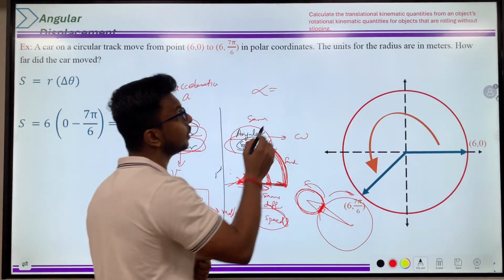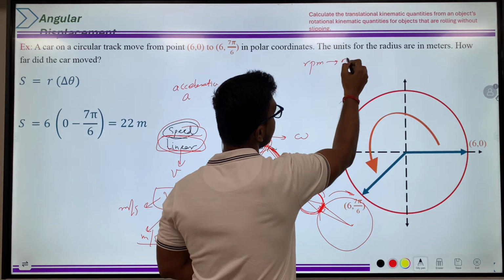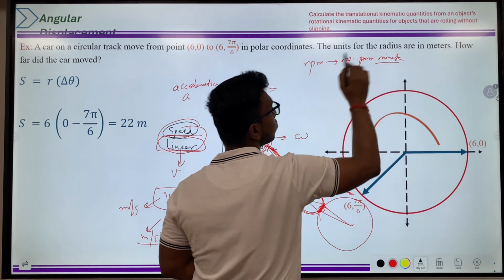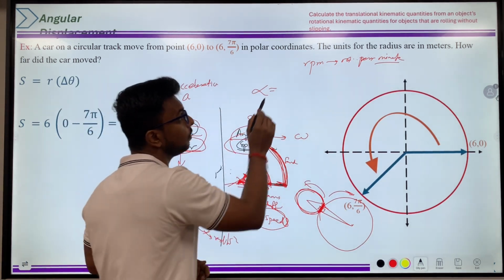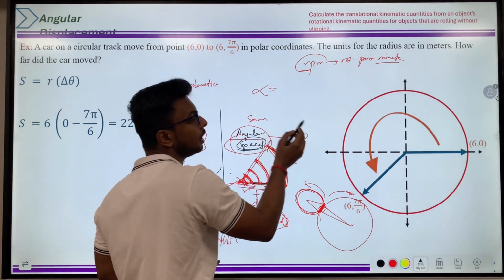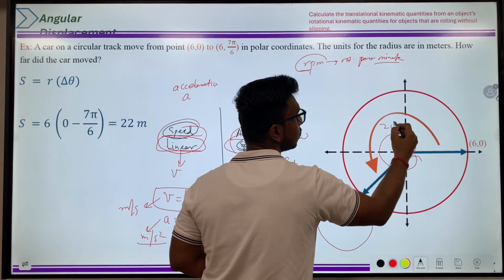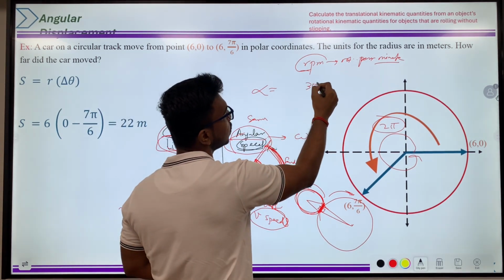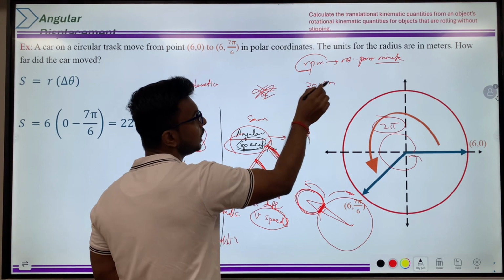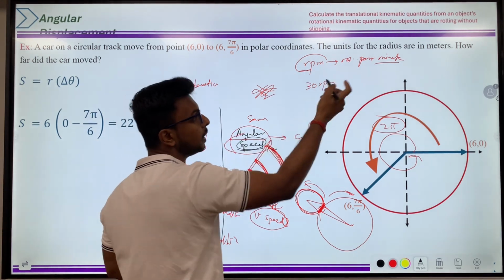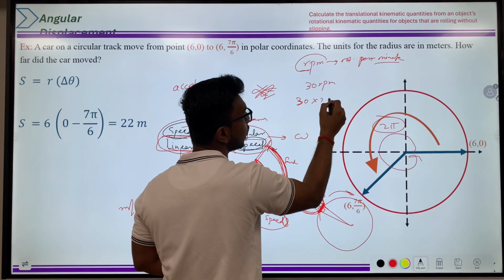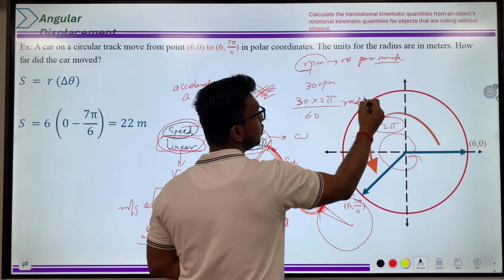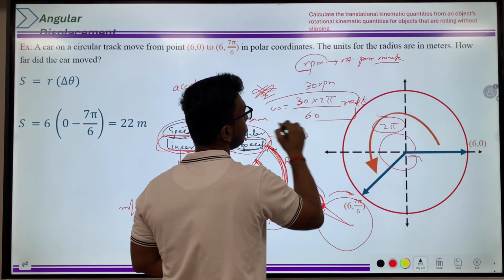One more thing, you will get something called RPM: rotations or revolutions per minute. Every minute, how many times it's rotating. If I have RPM, that means in one rotation the angle being traced is 2 pi, 360 degrees. If something is moving at 30 RPM, it is doing 30 rotations per minute. That means 30 times 2 pi angle is being traced every 60 seconds. So this is the angular speed of 30 RPM.